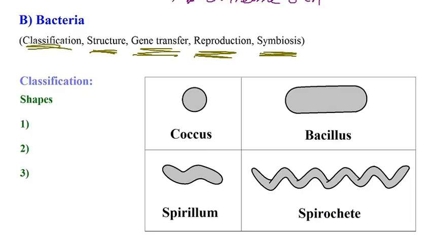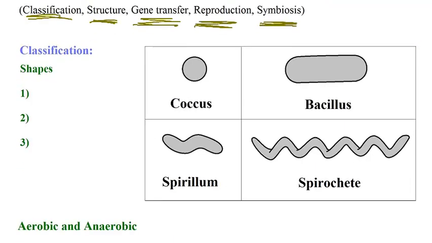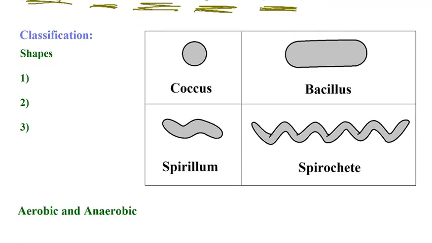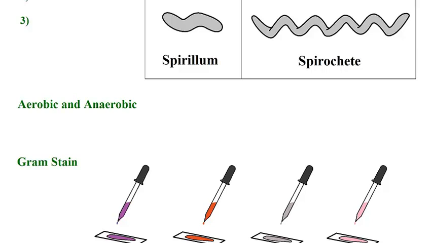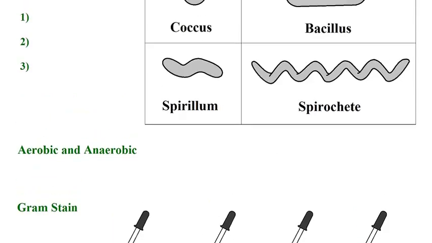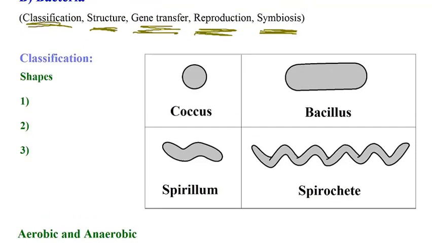Alright, so now in terms of classification of bacteria, as we just discussed, there are different ways of classifying bacteria. We can classify them based on their shape, we can classify them based on whether they are aerobic or anaerobic, and we can classify them based on the gram stain. So let's go over each one of these classifications. The first one is shape. Bacteria can basically exist in three common shapes. And these structures, I've actually shown to you right here.